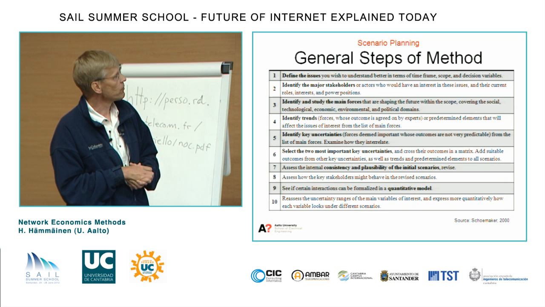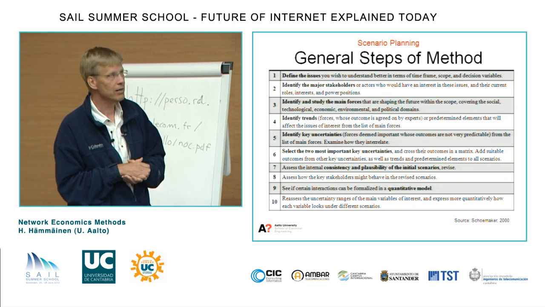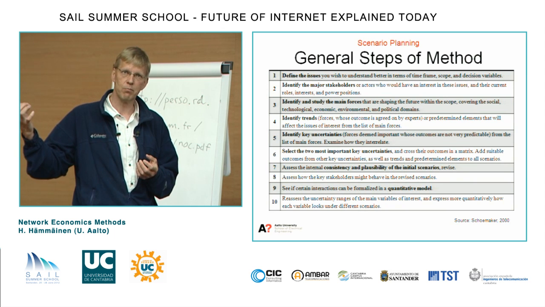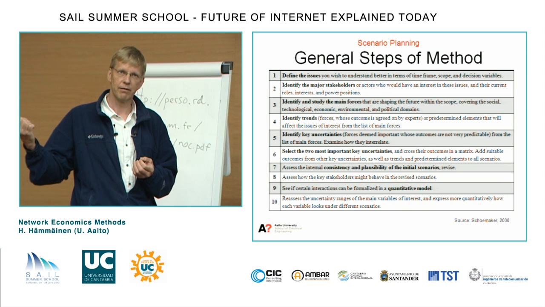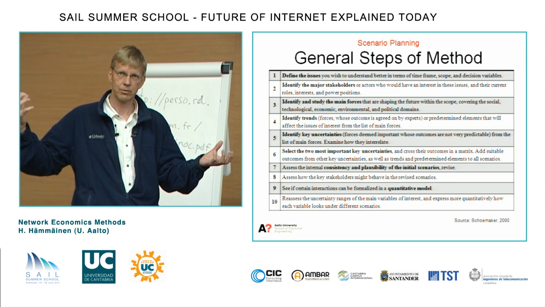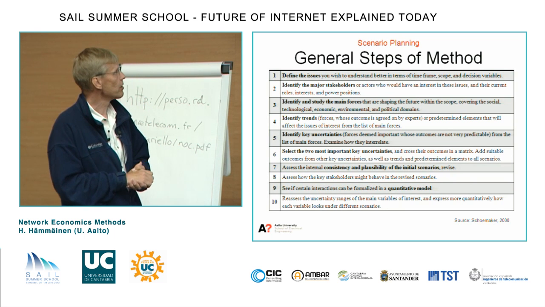And then, in step 5, you want to find the key uncertainties. The key uncertainties are those which are big things. They are highly important big things, and they are uncertain. So you have things that change the future radically, but you don't know how. You really want to find those where there is fundamental disagreement.